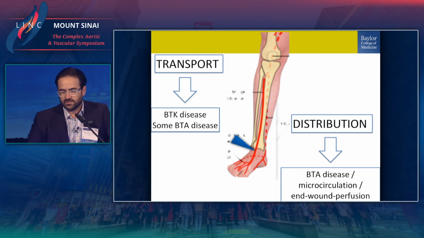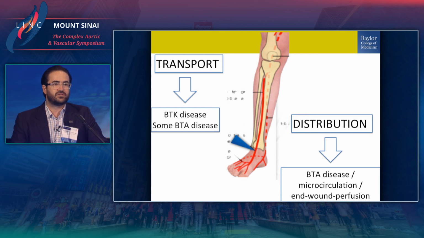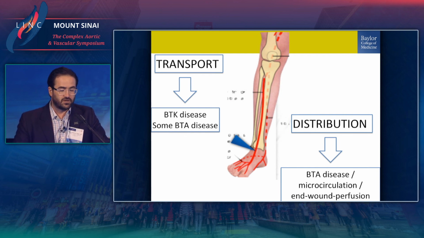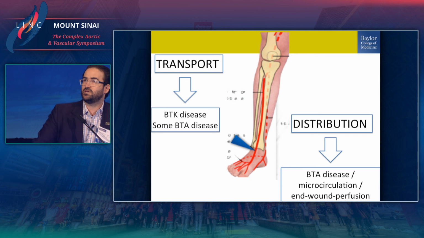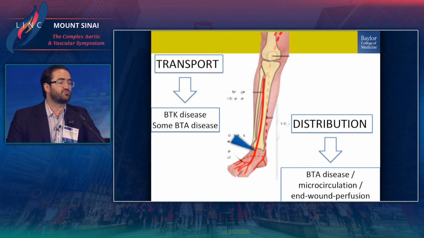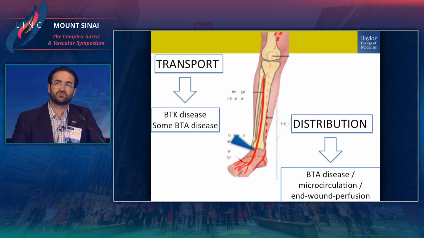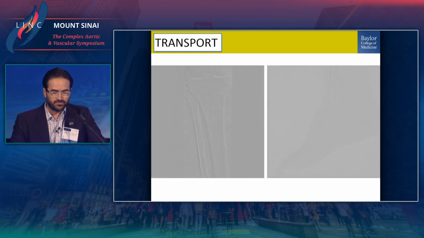And I think the way we view things is there's probably two major ways to look at vascular disease below the knee. One is a transport problem where you can't get flow down to the ankle arteries, seen in below the knee disease, diffuse, and some below the ankle disease. But then there's also patterns of problems with distribution, which we see in patients with severe renal failure and long-standing diabetes, where the problem is a below-the-knee microcirculatory disease and certainly an end wound perfusion problem.